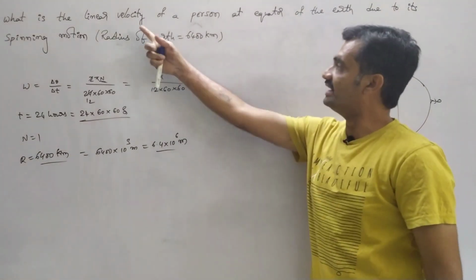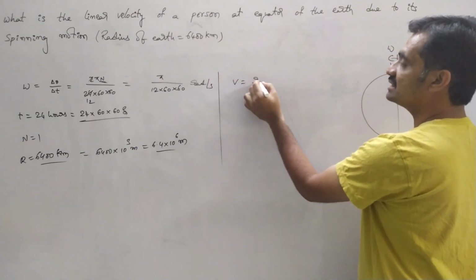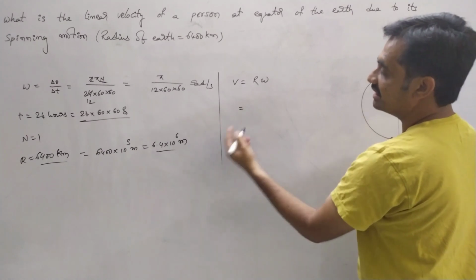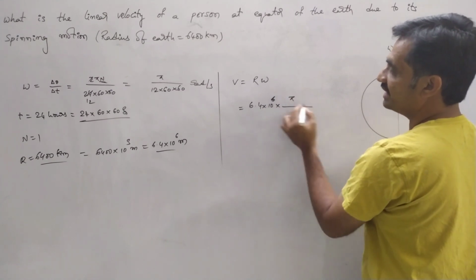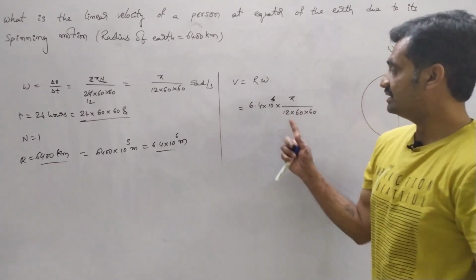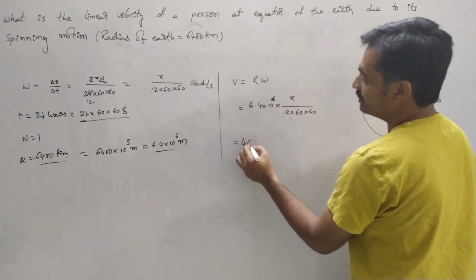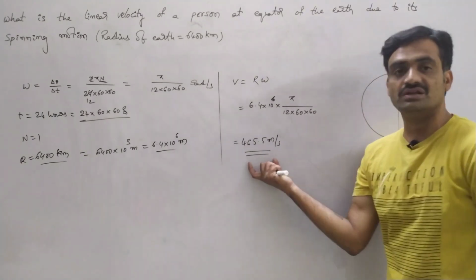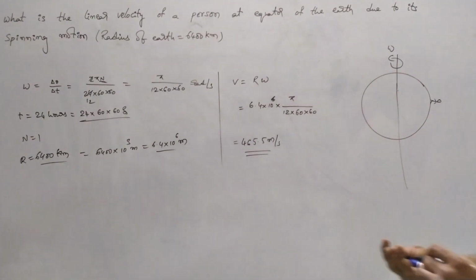Based on this data, now we have to find linear velocity. The relation between linear velocity and angular velocity is v equals r omega. Then here r is 6.4 into 10 to the power of 6 into pi by 12 into 60 into 60. So on solving this, we get 465.5 meter per second. This represents the linear velocity of the person who is present at the equator. Take a screenshot. We will continue.